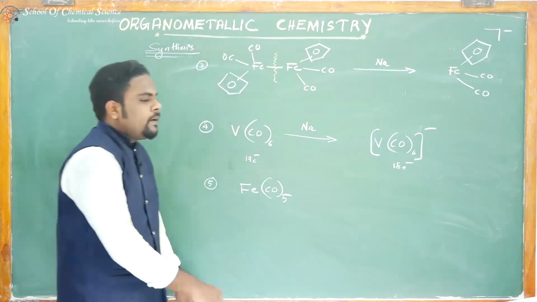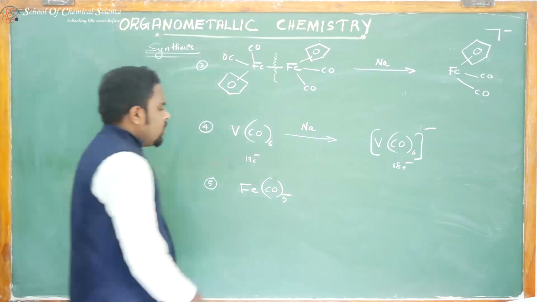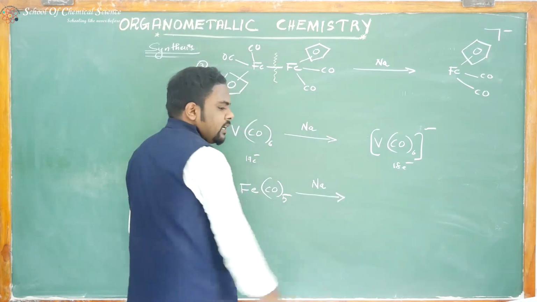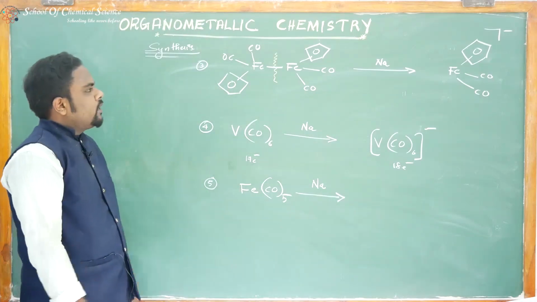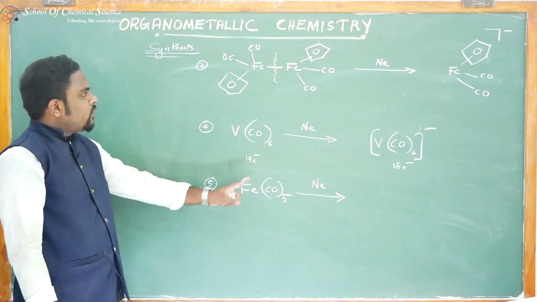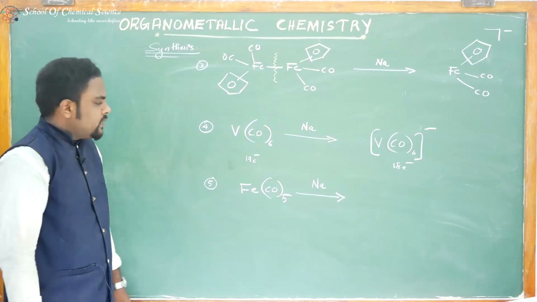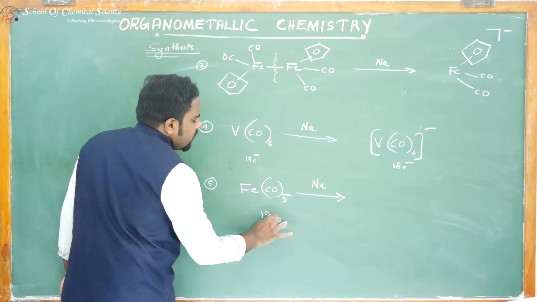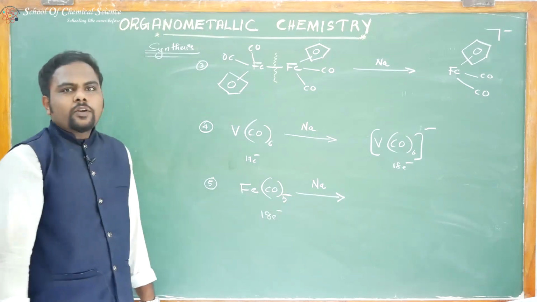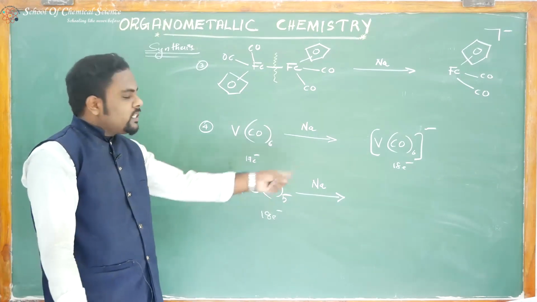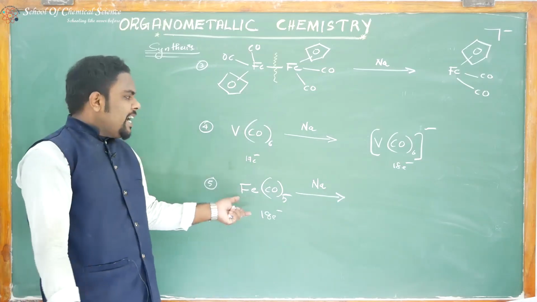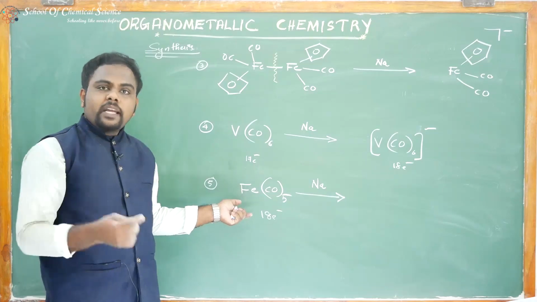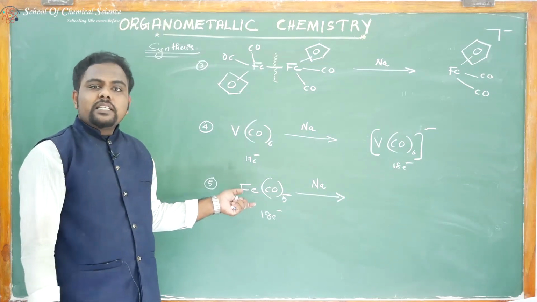FeCO5, iron pentacarbonyl, on reaction with a reducing agent like sodium or lithium or anything. What is the electron count of FeCO5? FeCO5: 8 plus 10. This is already an 18 electron species. Then on reduction what will be formed? Already 18 electron species. If you are adding one negative charge, that becomes 19. If you are adding two negative charge, that becomes 20.